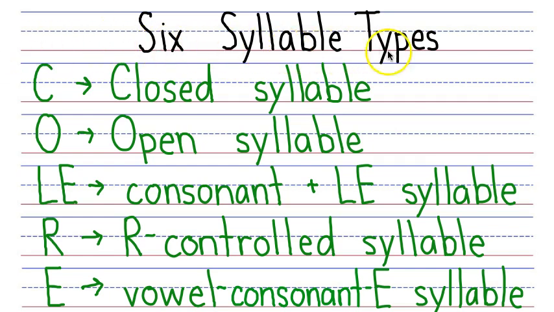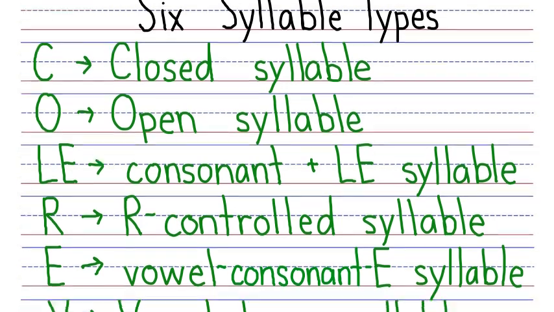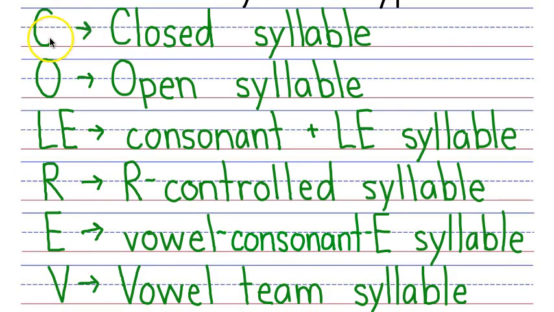The 6 syllable types in the English language are commonly referred to by the following names, which align to the acronym COLREV. C-O-L-E-R-E-V. You can remember the first part of the COLREV acronym, C-O-L-E, because it's my last name. You can remember the last part of the acronym, R-E-V, because it's short for review.